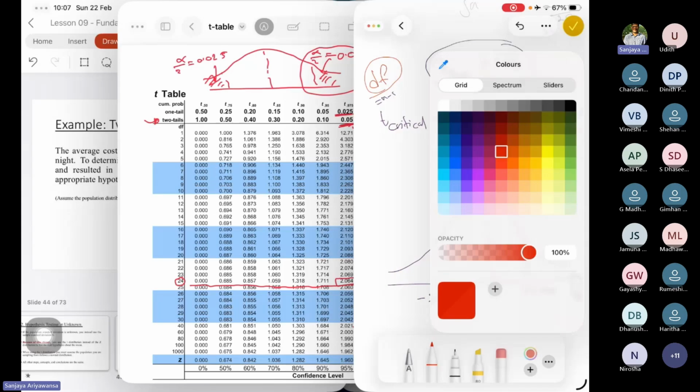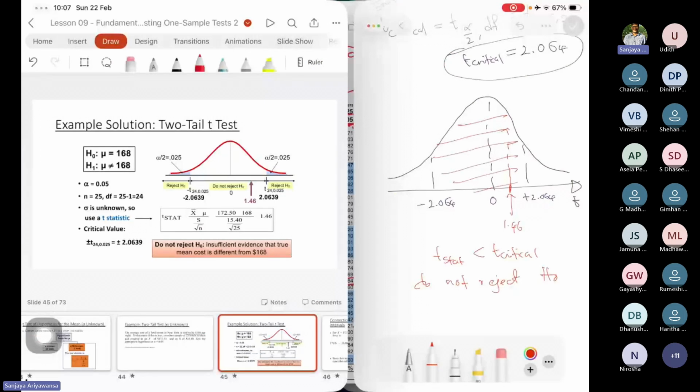So what does that mean? You also have to write you don't reject H naught, which means there's insufficient evidence that true mean cost is actually different from $168. But you also have to say at 95% confidence level, because that's the confidence level at which you are making that claim.